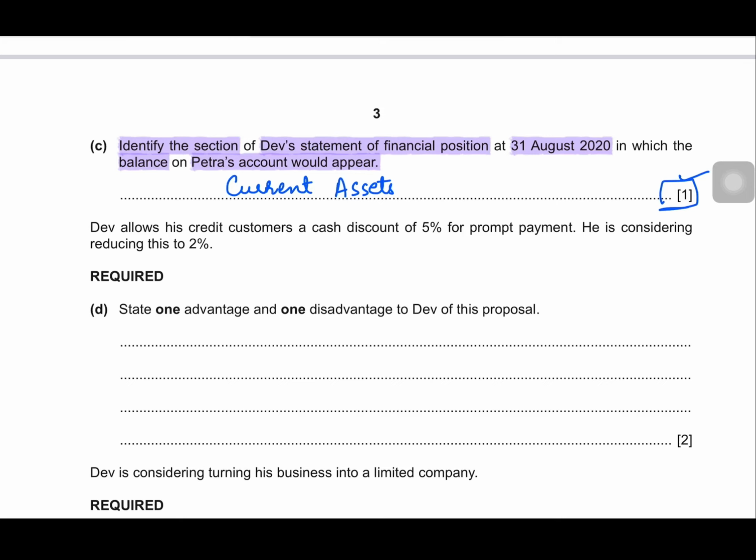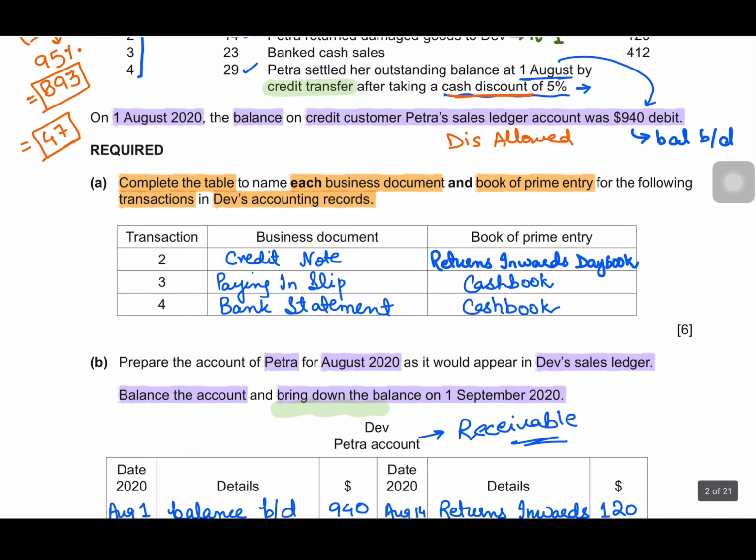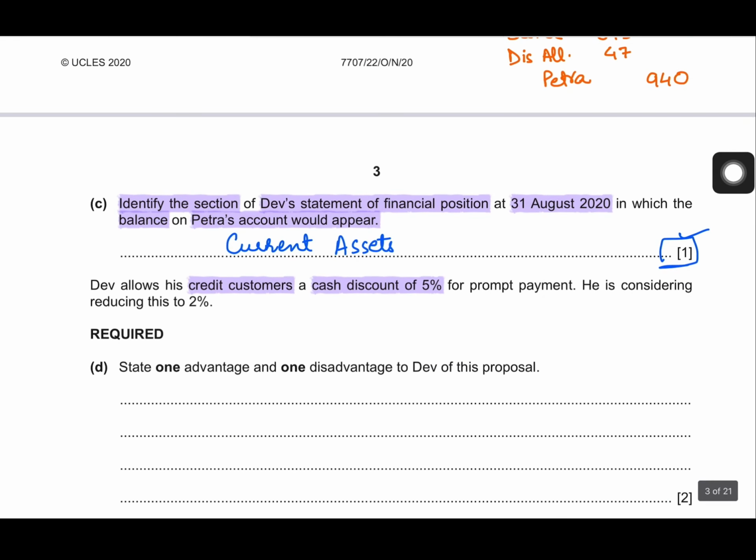Right, now we are left with the last two parts. It says that Dave allows his credit customers a cash discount of 5%. Very good, right? As we saw over here that she also paid us 95% of the value that she owed. For prompt payment, he is giving 5% discount. However, he is now considering reducing this to 2%. So from 5% he now wants to reduce it to 2%.